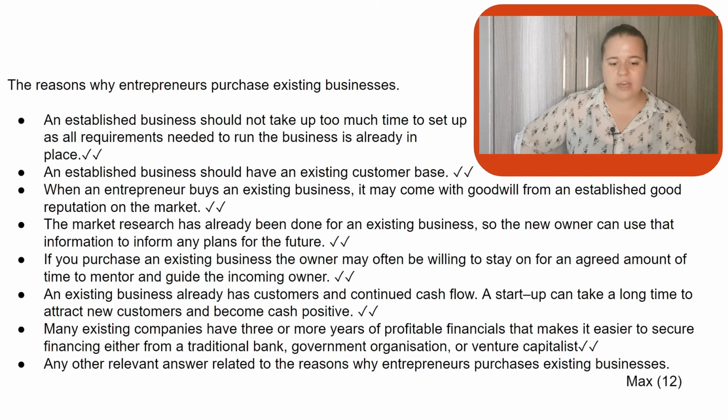The reasons why entrepreneurs purchase existing businesses. Submax there is 12 marks. Do you see that? It's 12 marks. So again, I'm going to mark until I've reached my 12 marks. So 2 marks each per bullet. So here, your 6 bullets would give you your 12 marks.